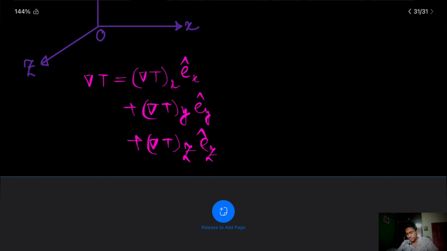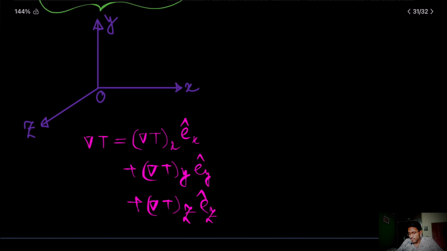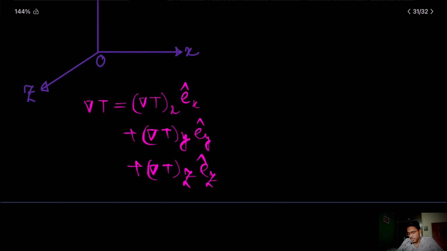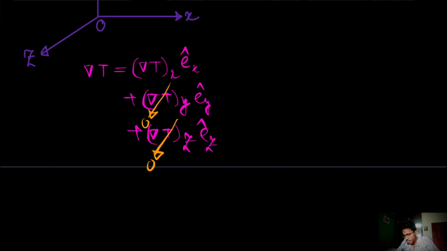Now if I have a particular problem where I can neglect this term and maybe this term, then in the yz plane, mark my words carefully, at any point the temperature is not changing. I am repeating, throughout the yz plane the temperature is constant. So we are only concerned about the variation of temperature in the x direction, and that is nothing but the consideration of one dimensional.